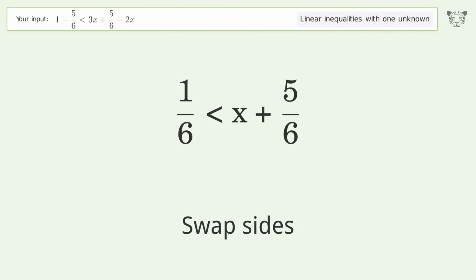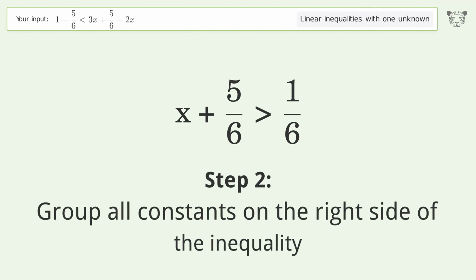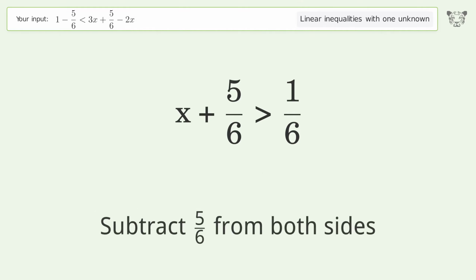Swap sides. Group all constants on the right side of the inequality. Subtract 5/6 from both sides.